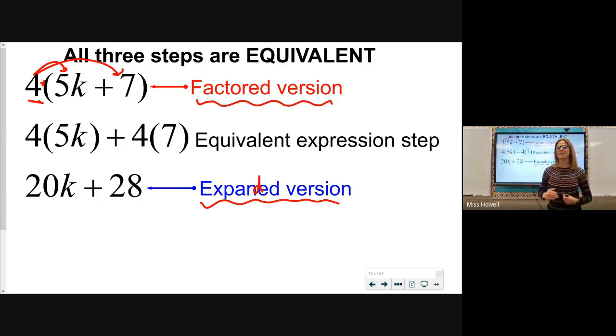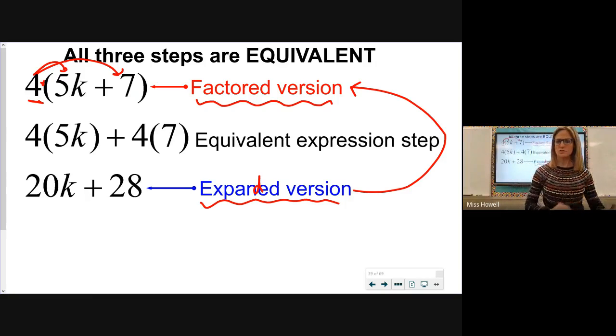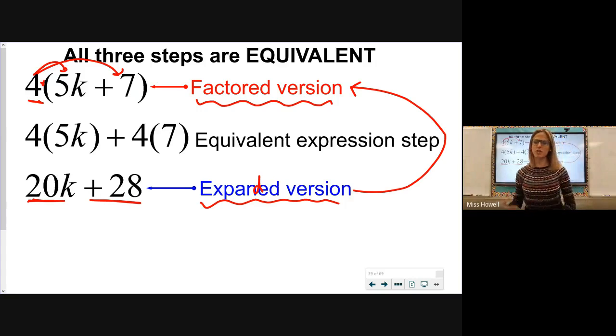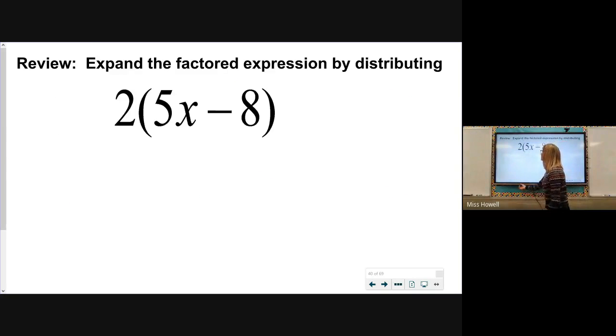If I understand that, then the factoring is the undoing of that process, or going from this version back up to here. So for today, our goal is simply just reviewing, can I expand my expressions, which is really a fancy way of saying do the distributive property, and can I calculate the greatest common factor of my term? So of this term 20k and this term 28, can I find the GCF of those particular terms? So starting with our review of expanding.